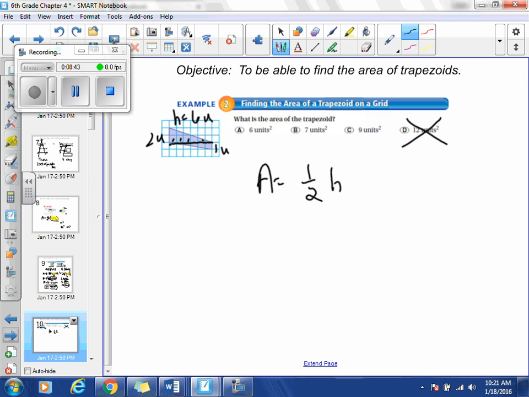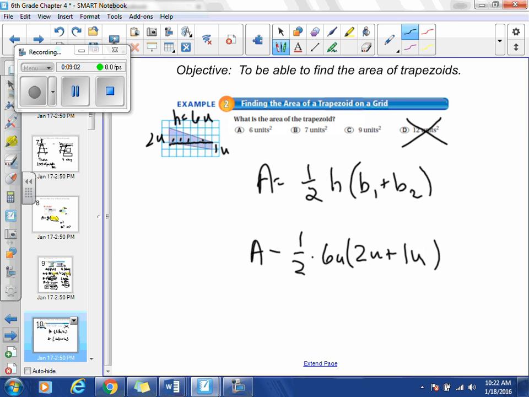So then, area of a trapezoid. Take 1/2 times the height times the sum of both bases. So first, our bases. 2 and 1. 2 units plus 1 unit. We're going to take that times the height, which is 6 units. And then we're going to take all of that times half. So always start with what's in the group. 2 units plus 1 more unit is 3 units.